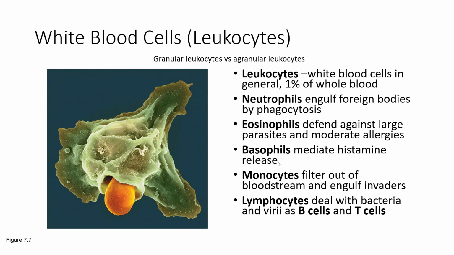Eosinophils defend against large parasites and moderate allergies. Basophils mediate histamine release, one of those hormones that helps cause immune responses. Monocytes go out of the bloodstream and into the intracellular spaces and engulf invaders. Lymphocytes deal with bacteria and viruses, or viriae, as B cells and T cells.